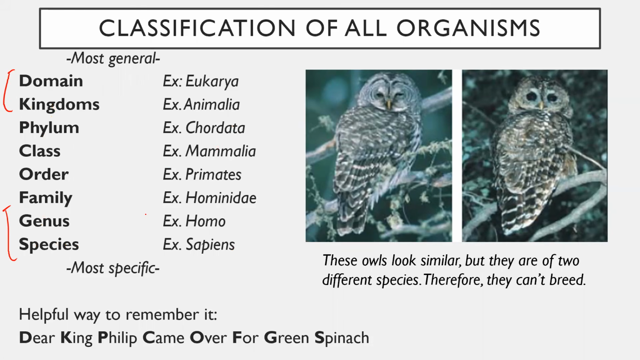Now, genus and species are important because those 2 are the ones that we use to more or less scientifically describe an organism, right? Under the Linnaean classification system, we only really use the genus and species to talk about an organism. So for instance, humans would be Homo sapiens. Homo is the genus, and sapiens is the species.